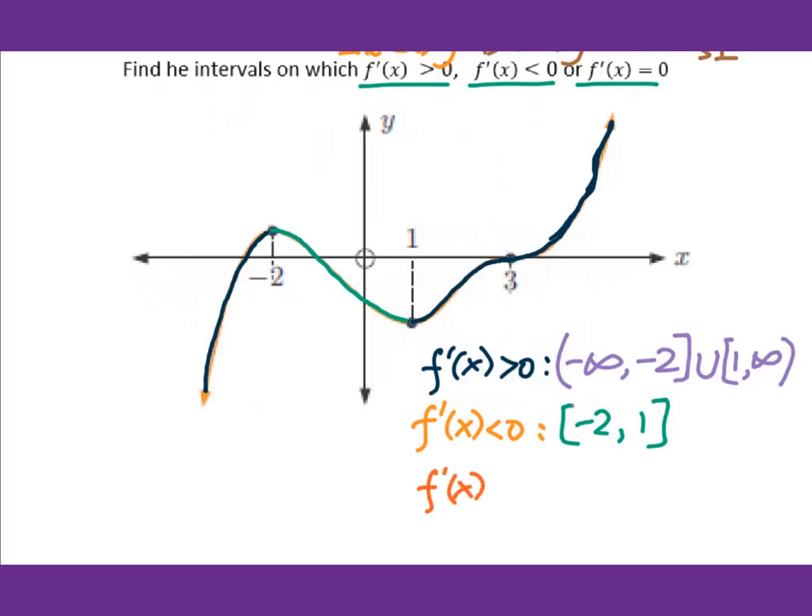For first derivative equal to 0, we have a maximum point, a minimum point, and this point is a stationary inflection. So we can write down: first derivative of f of negative 2 equals 0. First derivative of f of 1 equals 0. First derivative of f of 3 equals 0.